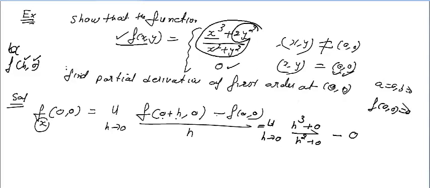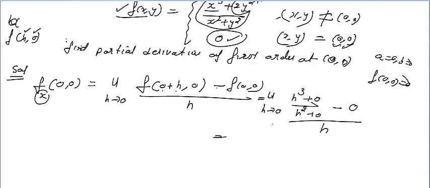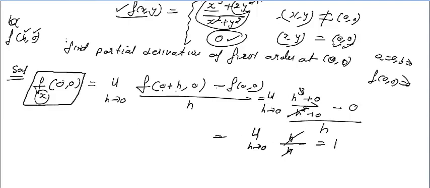The value of the function at (0,0) is 0, it is given in the question, upon h, correct? Now see, here h square cancels, as the limit h approaches 0, h upon h cancels, you are getting 1. So the derivative of the function with respect to x at (0,0) is equal to 1.